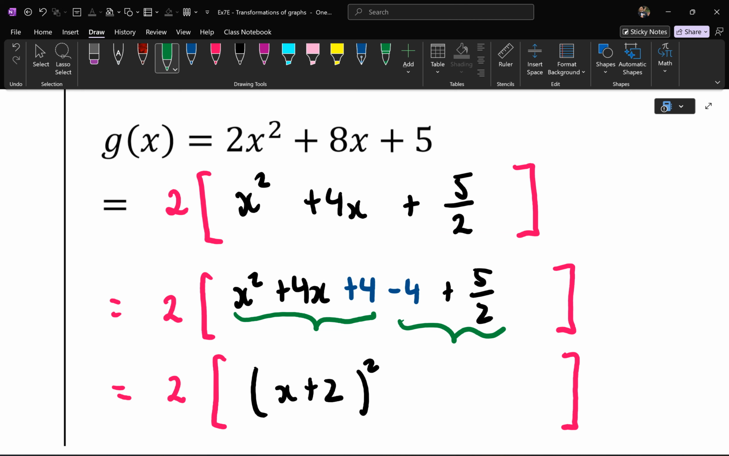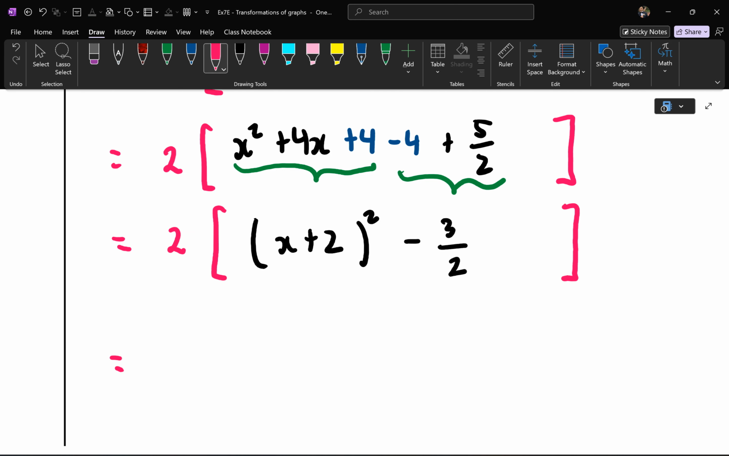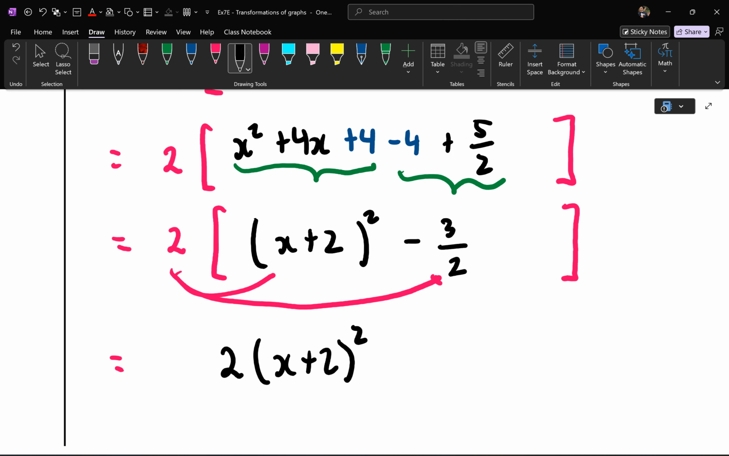Quick way of doing it. 2 times negative 4 is negative 8. Negative 8 plus 5 is negative 3. So you can do it that way if you're not used to fractions. So here, 2 times negative 4 is negative 8. Negative 8 plus 5 is negative 3 on 2. Your final one now, so this is the completed square, but remember you still have a 2 on the outside, so you've got to double every term. If you double every term, 2 times this bracket will give you 2 bracket x plus 2 squared, and then 2 times negative 3 on 2 should give you minus 3.